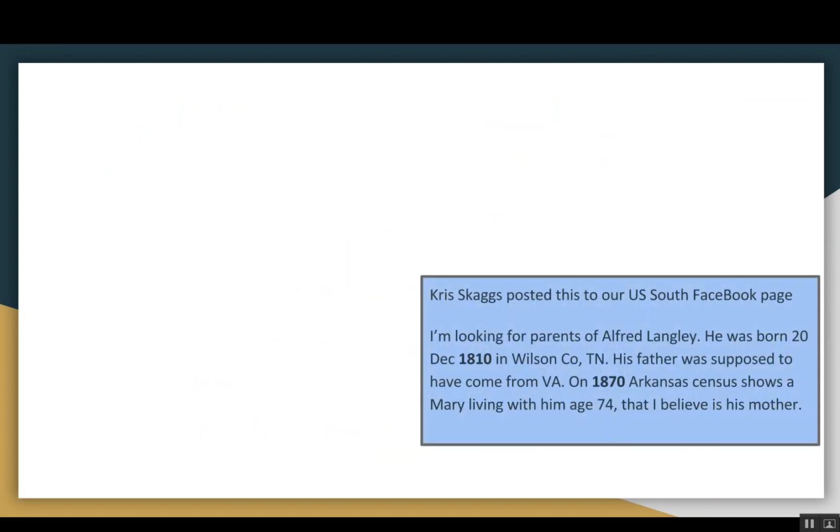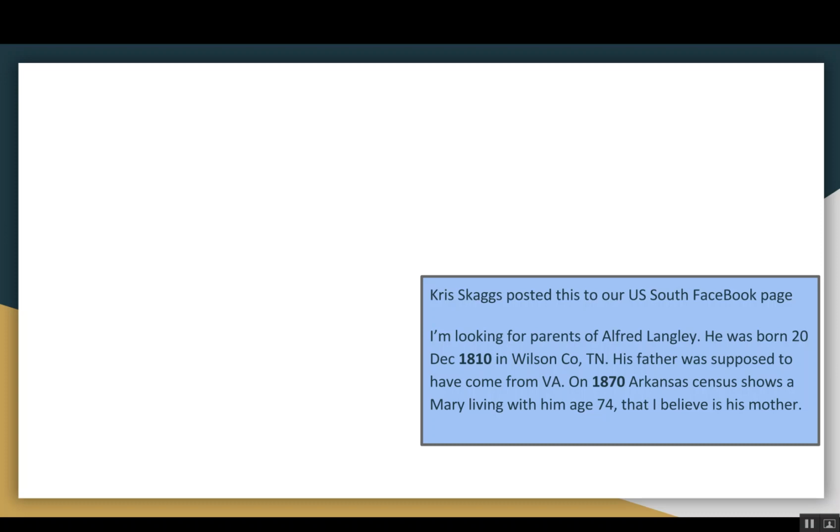Okay, so we're going to do a little case study. Chris Skaggs posted this a few days ago on our US South Facebook page. And she says, I'm looking for parents of Alfred Langley. He was born 20th of December, 1810 in Wilson County, Tennessee. His father was supposed to have come from Virginia. On the 1870 Arkansas census, it shows a Mary living with him, age 74, that I believe is his mother.